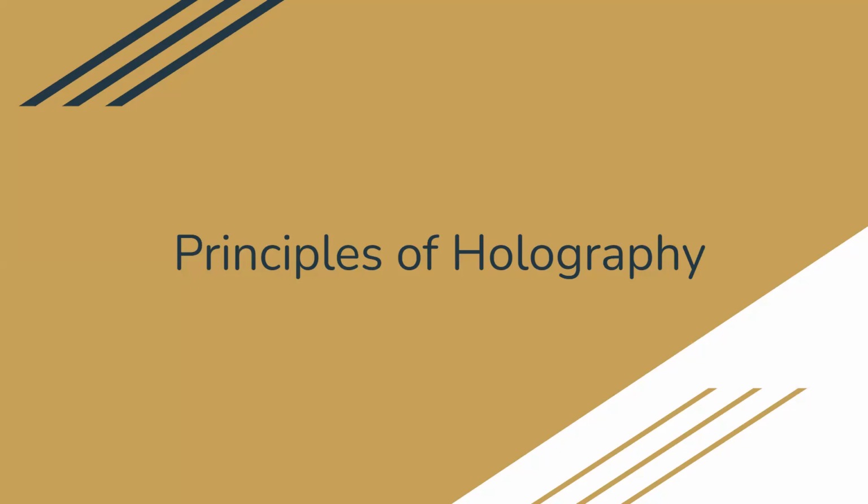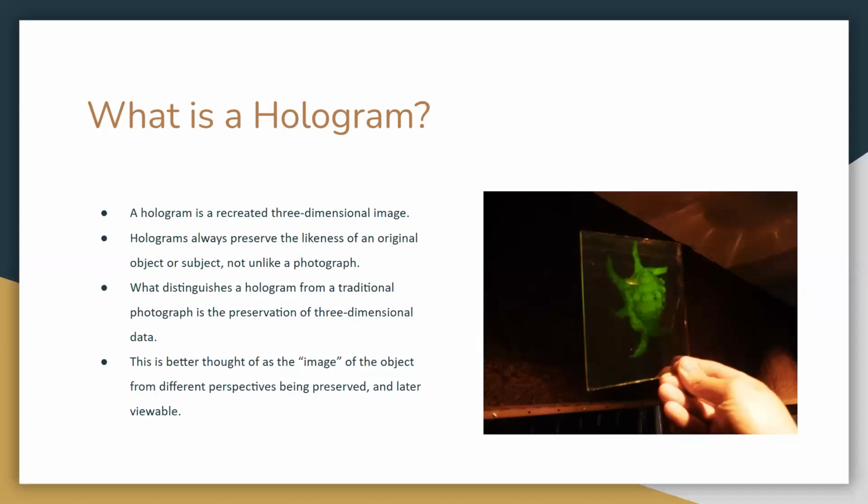So first, I'm going to go through the principles of holography. So what is a hologram? Well, a hologram is a recreated three-dimensional image that preserves the likeness of the original object or subject, and it's not unlike a photograph. What distinguishes, however, a photograph from a hologram is that holograms preserve the three-dimensional data. So it's better thought of as an image of the object from different perspectives being preserved, rather than a two-dimensional image.